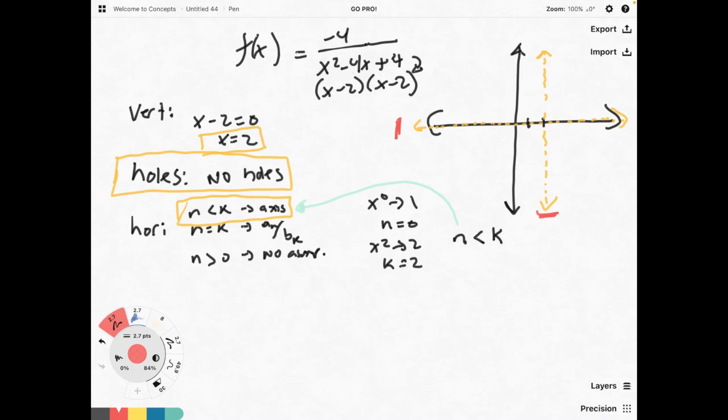And for horizontal asymptotes, we have 3 rules. If n, which is the highest degree exponent in the numerator, is less than k, the highest degree exponent in the denominator, then you're going to have the x-axis as your horizontal asymptote. If the highest degree in the numerator is equal to the highest degree in the denominator, you have the leading coefficient a of the numerator divided by the leading coefficient b in the denominator. And lastly, if n, your numerator exponent, is greater than k, then there is no horizontal asymptote. And this needs to be k, not 0.